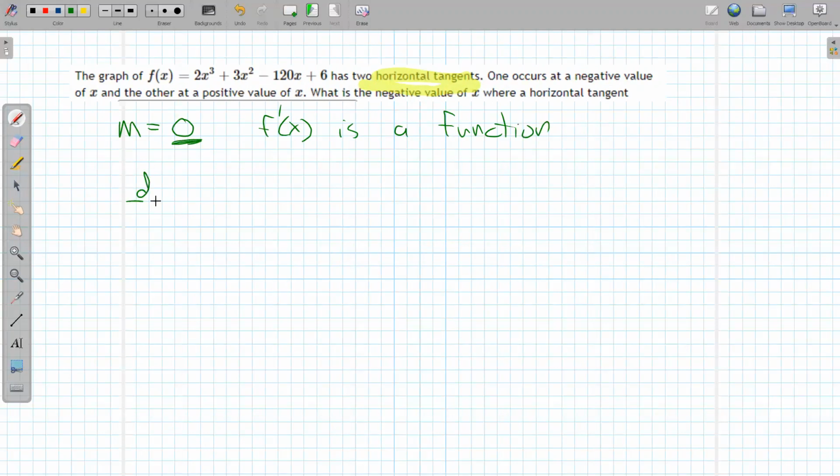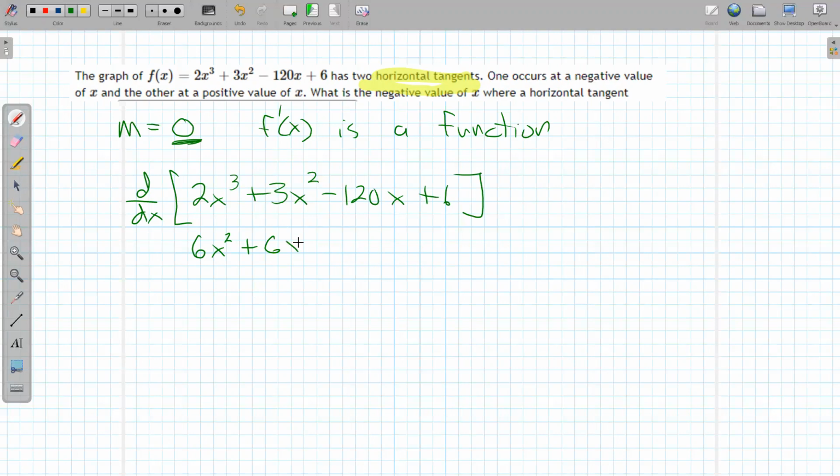So if we take the derivative with respect to x of our 2x cubed plus 3x squared minus 120x plus 6, what do we get? Well, the power rule: bring the 3 down. 3 times 2 is 6. Reduce the power by 1, that's a 2. Plus, bring the power down. 3 times 2 is 6. Reduce that power by 1, so it's x to the first, or x. Here the power is 1. 1 times 120 is 120, and we're subtracting there.